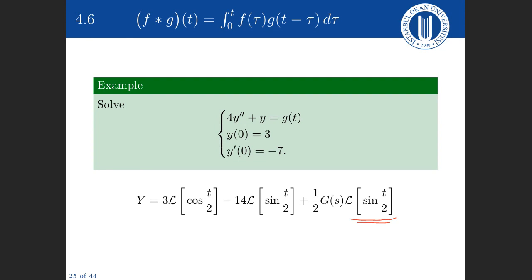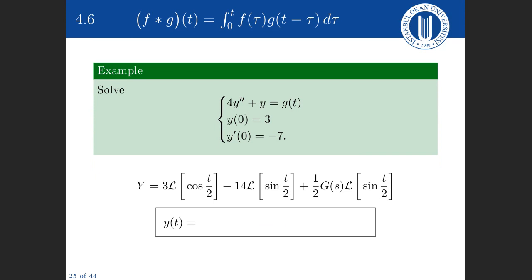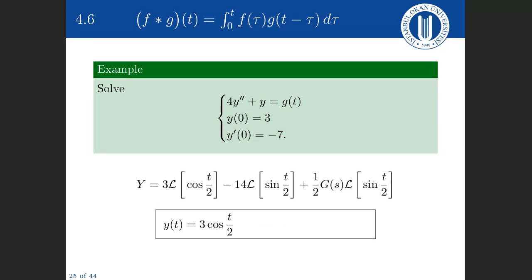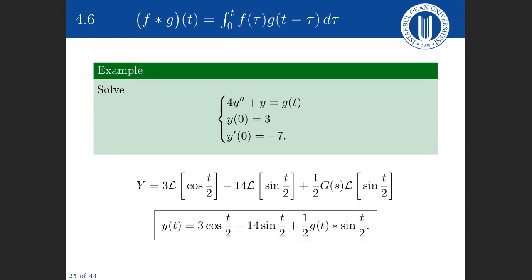We need to find the inverse Laplace transform of this. First one's easy, second one's easy. For the third one, we use the convolution theorem. So let's write it down. 3 cos t over 2, and second term, minus 1 over 14 sine t over 2, and then finally the third term, a half small g convoluted with sine t over 2. And this time, let's just leave it like this.